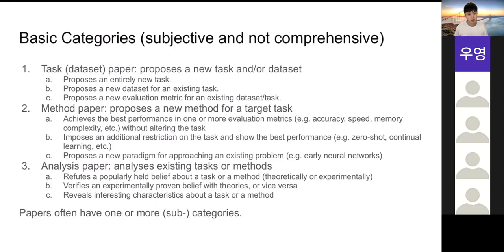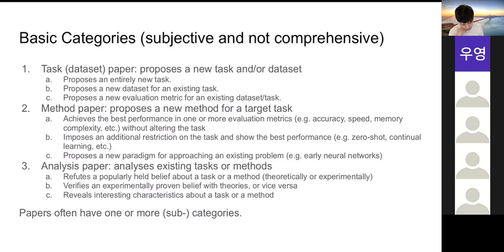So the paper could be proposing an entirely new task. Or 1B, the paper could be proposing a new dataset for an existing task. Many dataset papers fall into this subcategory. For instance, question answering has existed for many years, but you can propose a new dataset on question answering, and that could be 1B.